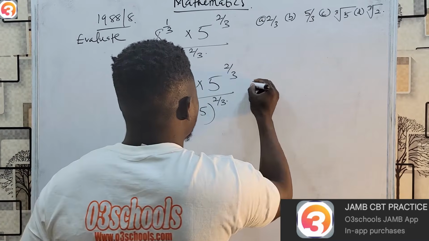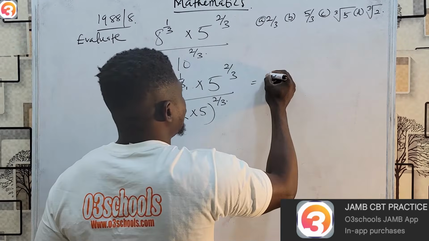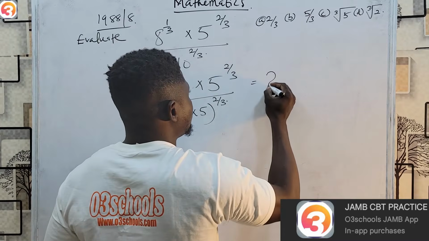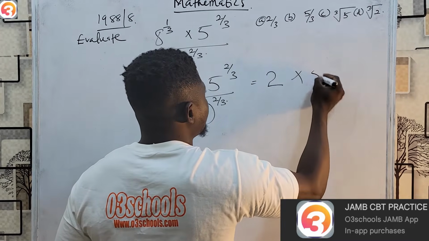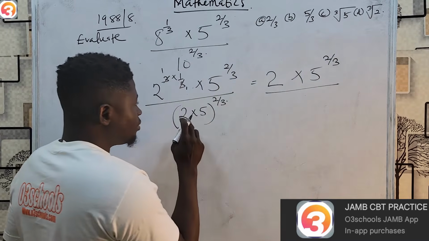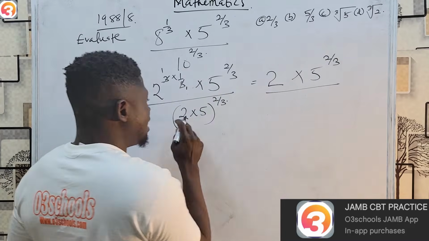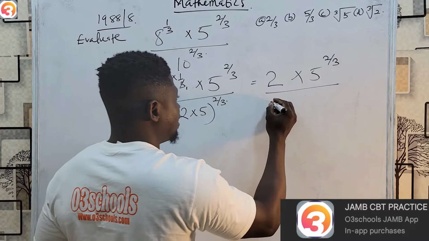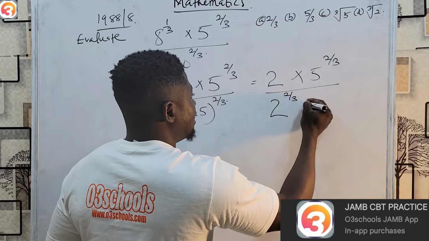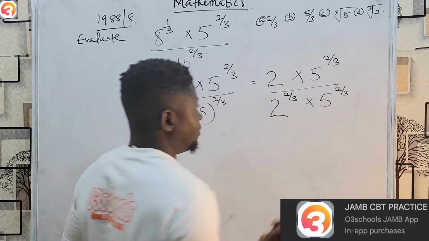So this will give us what now? 3 here, 1, 3 here, 1. So what is left? 1 times 1 over 1 is still 1. So I'm going to have 2, then times 5 raised to the power 2 over 3, all over. You know this power is affecting everything here. So if you want to open this bracket back again, I'm going to have 2 first, the first 2 raised to the power 2 over 3, then times 5 raised to the power 2 over 3. You get it, right?